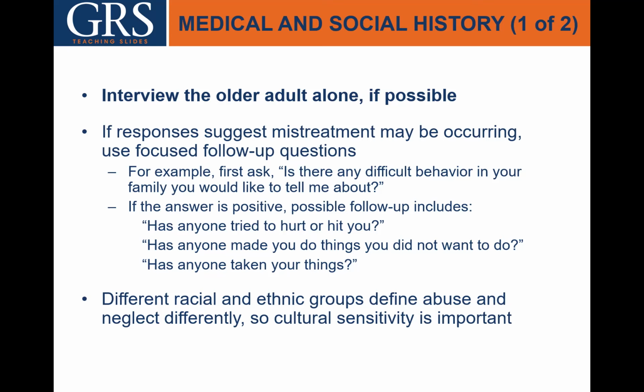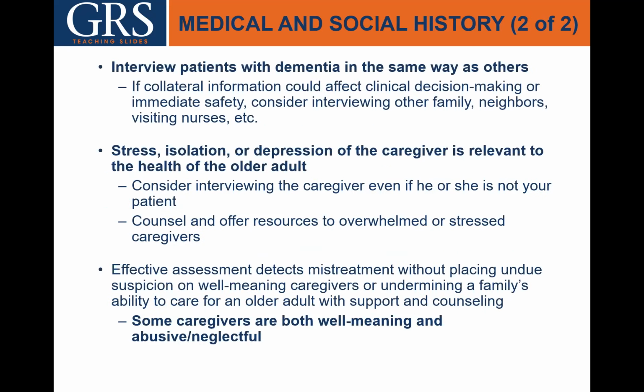Here we need to pay attention that different racial and ethnic groups define abuse and neglect differently, so cultural sensitivity is also important. If a patient has dementia, you should ask the patient the same way as others. If we have difficulty communicating with those patients, we may consider interviewing other family members, neighbors, or visiting nurses. Also, stress, isolation, and depression of the caregiver are relevant to the health of the older adult.